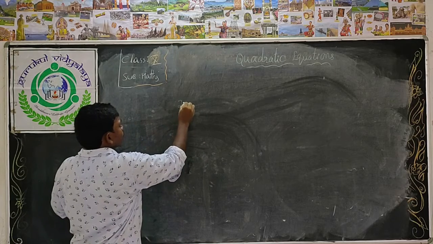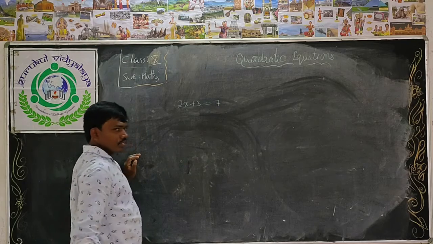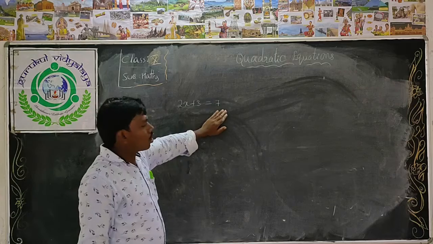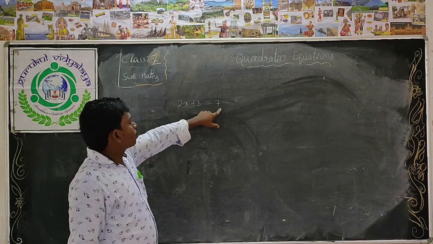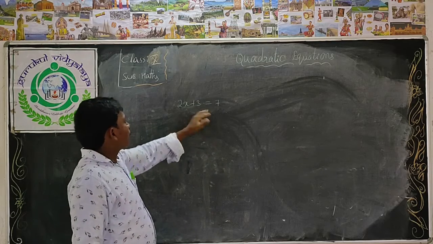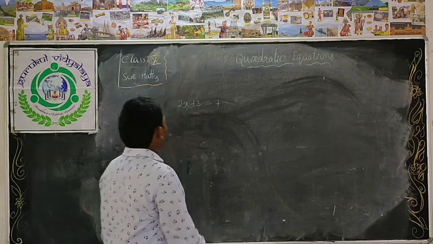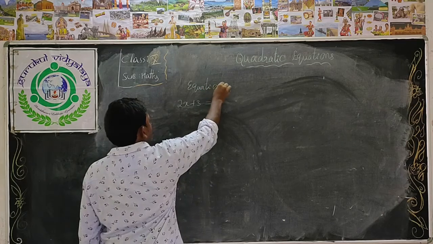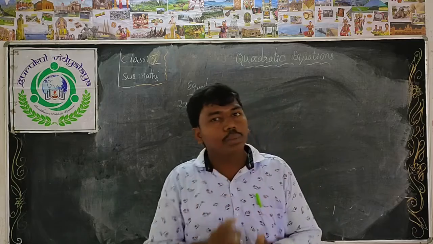For example, 2x plus 3 is equal to 7. So this is an algebraic expression. This is also an algebraic expression. Equality of two algebraic expressions. An equality of two algebraic expressions is called an equation. Again I am telling about equation: an equality of two algebraic expressions.